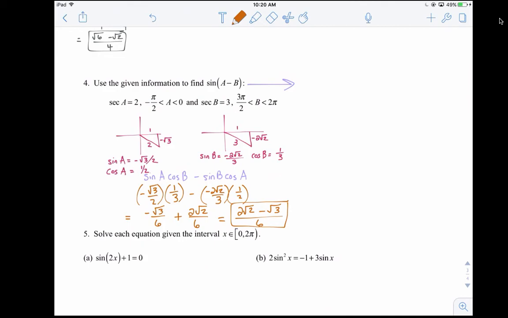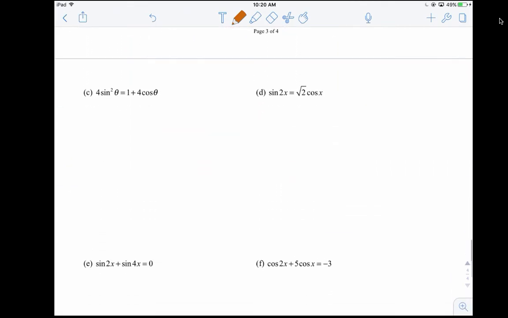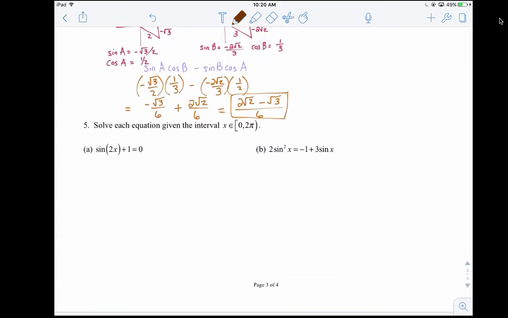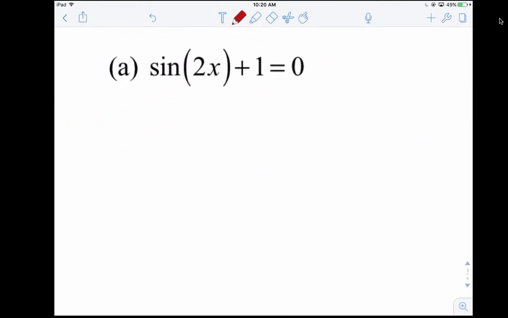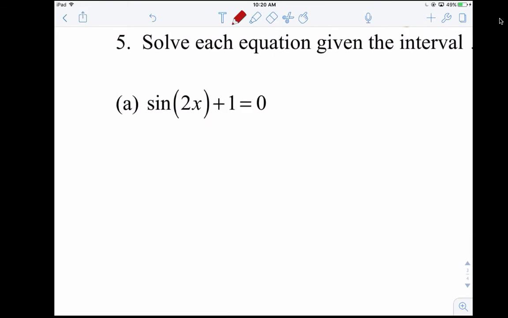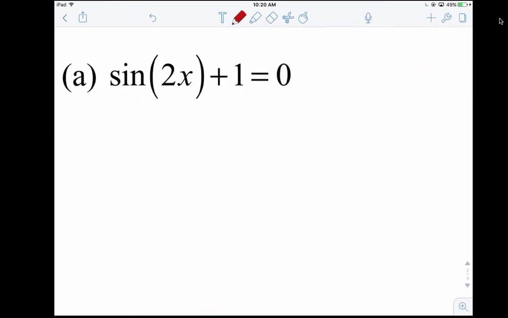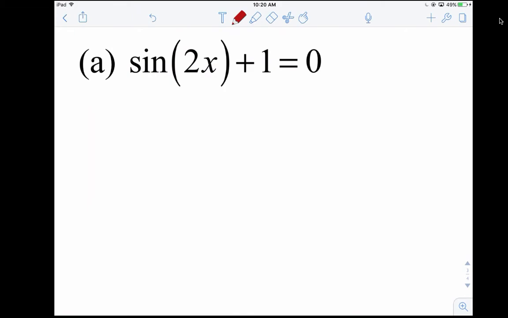Okay, and then the last part of the review is just equations. We just did these, so these should be pretty fresh in your head. You guys want to pay attention again to whether you have a multiple angle situation or not, and that should help you figure out the correct solutions. For these, they need to be between 0 and 2 pi, so you want to keep the interval in mind. When you're doing these, you want to make sure you're solving for the function first.